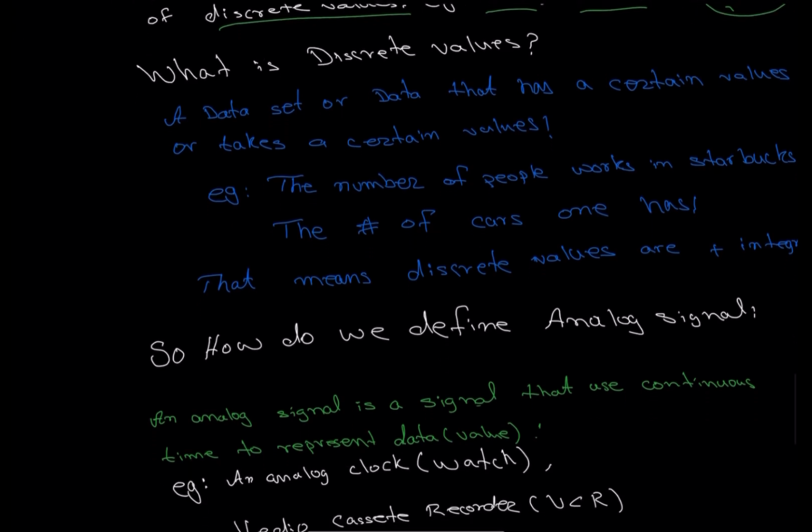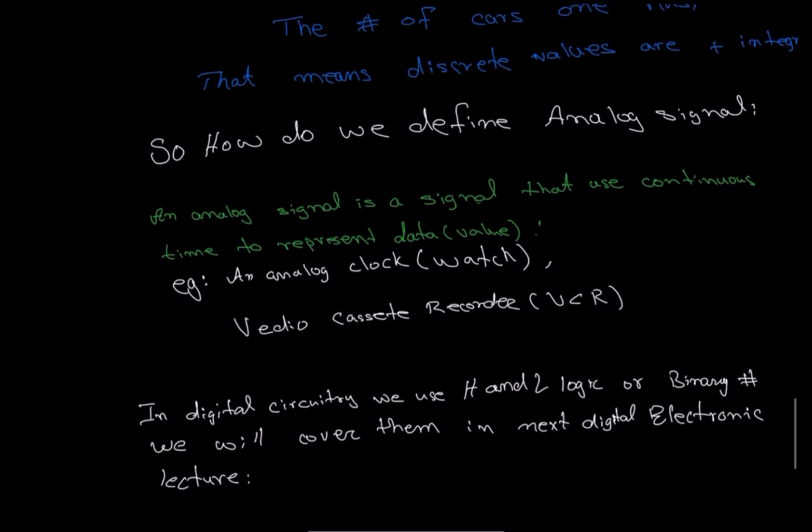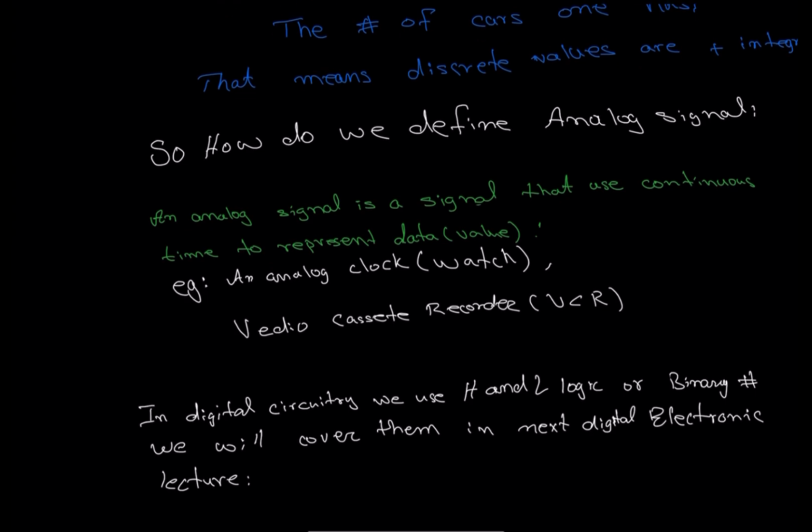Okay, now moving on. What is an analog signal? An analog signal is a signal that uses continuous time to represent data or values. Continuous time, for example, 0.1 seconds is different, 0.2 seconds is different, 0.3 seconds is different. So that will be like that.